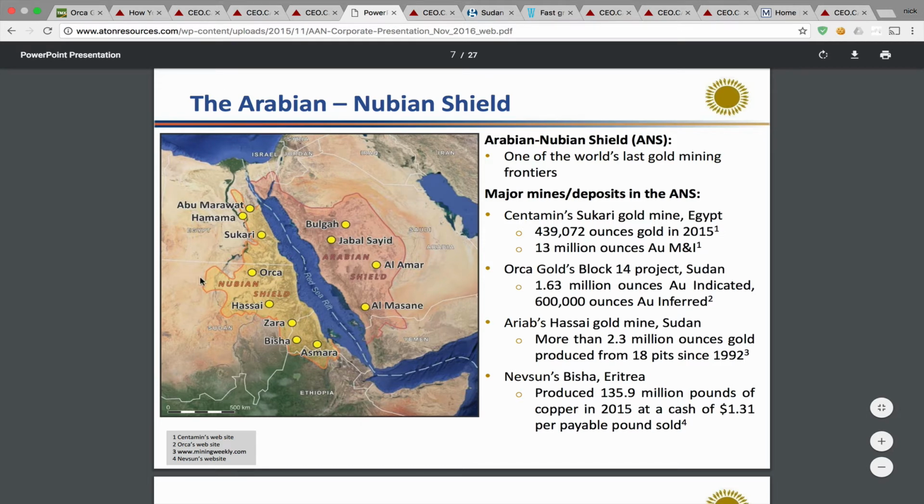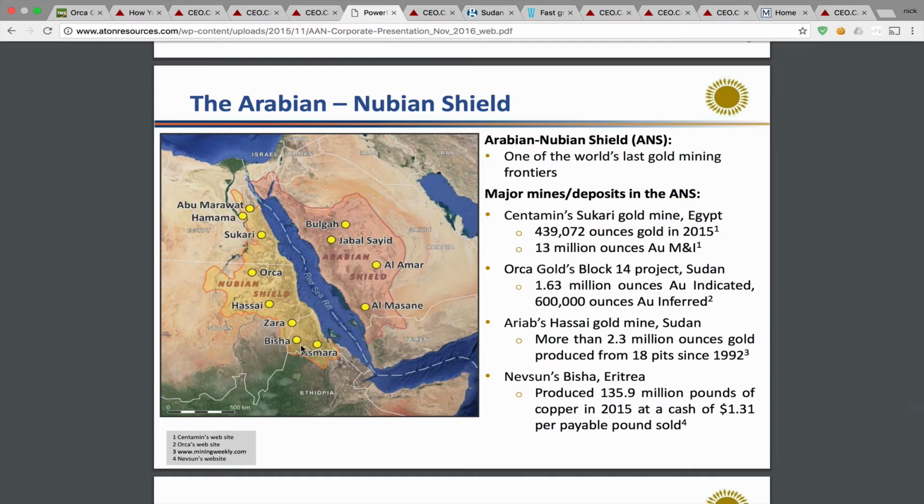We've got basically a whole bunch of deposits and a few mines that are going up and down the Nubian shield, which is on the African side of this. I'm not going to go through all of these, but you can see right up here, these two are part of Aton Resources, and this is Egypt. And then we go down to Orca, this is Sudan, very close to the Egyptian border. And then a little further down is Eritrea, and we've got Bisha, which is a really important VMS mine, so a gold, copper, zinc mine in Eritrea.